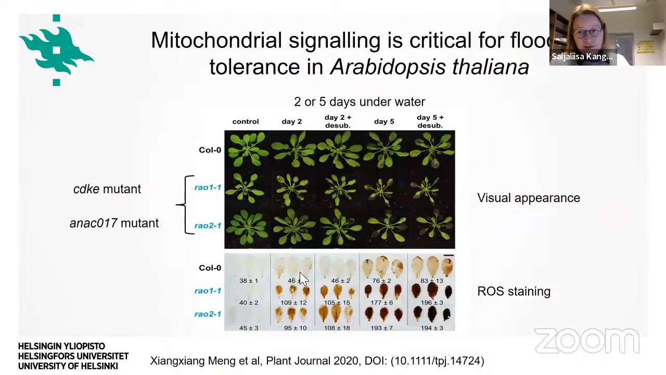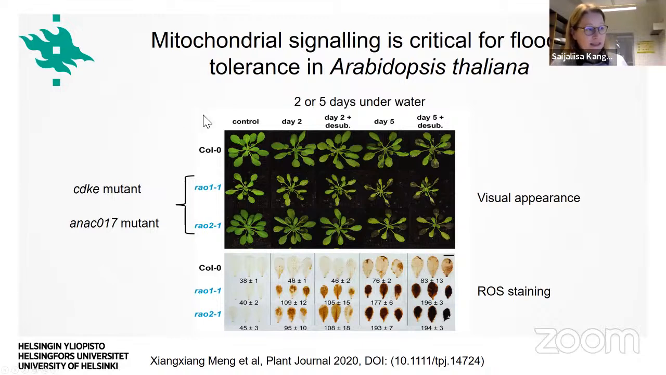Another environmental condition that is quite important when it comes to mitochondrial functions and also the current climatic conditions and the climate change is flooding and submergence stress, where the plant is left or rendered underwater. And there has been quite a lot of research activity around this research area lately. And this example is from Jim Whelan's lab in Australia, where they found that mitochondrial signaling really is critical for flooding tolerance in the model plant Arabidopsis thaliana.